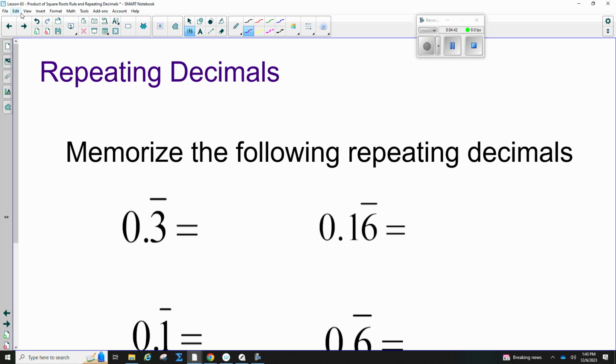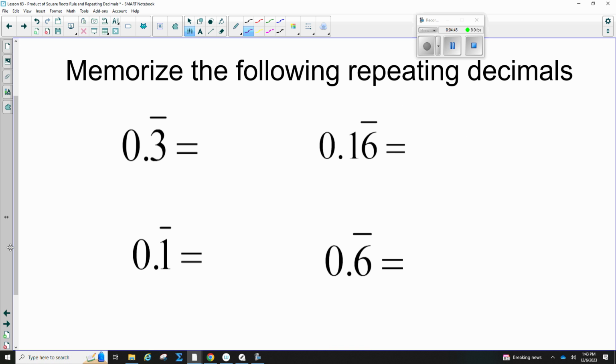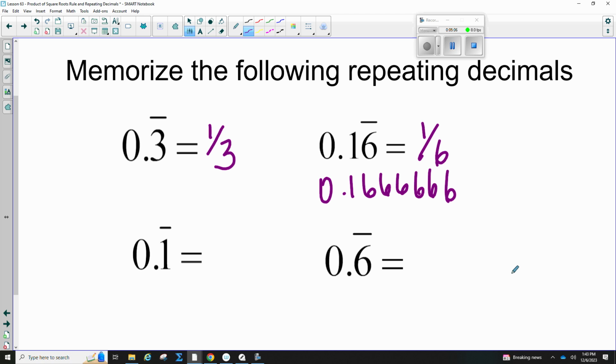Memorize these repeating decimals. Neat. Okay. 0.33333333. Anybody know what that is? 1/3. Okay, write this down. 1/3. All right, this one is 0.1 and just the 6 is repeating. Does anyone know this one? It is 1/6. All right, 0.11111111. Good job. 1/9. 0.66666666. Great job. All right, memorize those.